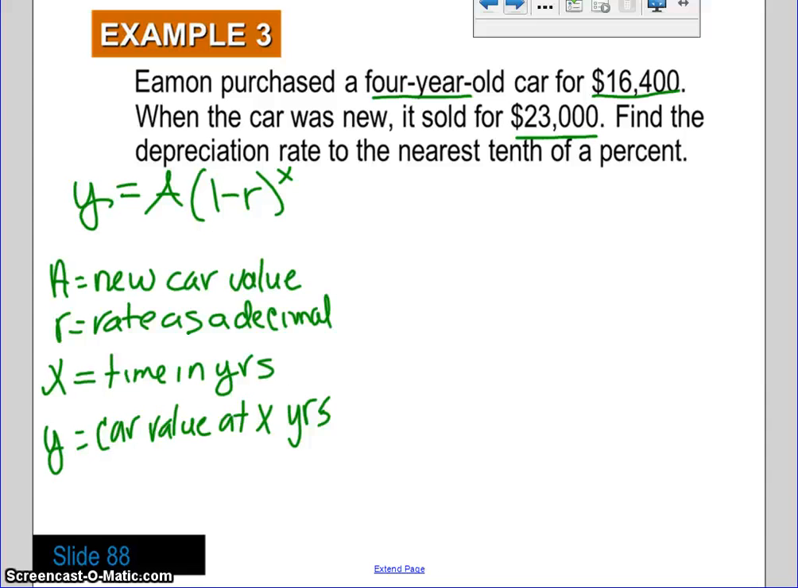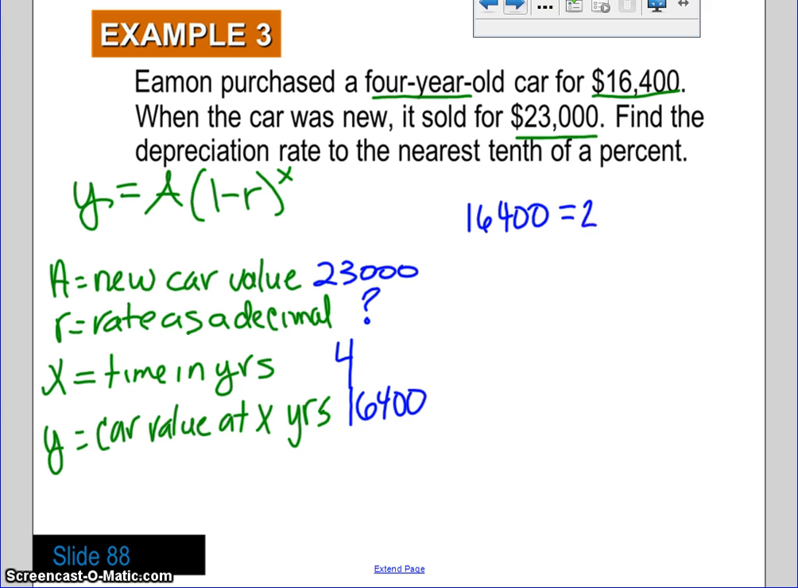So in this particular case, we know that the new car value was $23,000. We know that the car was 4 years old at the time that it's asking us to rate it, and it was $16,400. So what we don't have here is the rate. So plugging in my values, I have $16,400 equals 23,000 times 1 minus r to the 4th power.